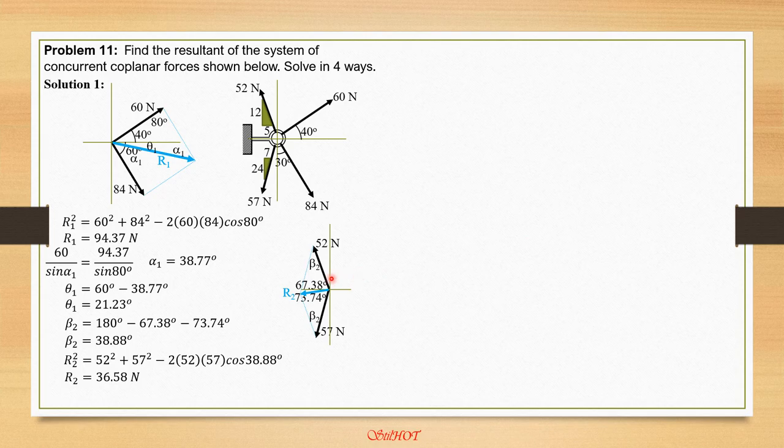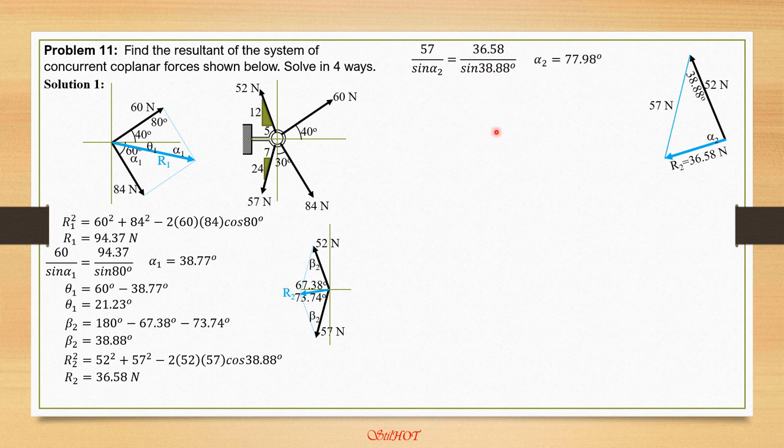So next, let's compute the measure of the angle between 52 and R2. I enlarge this to clearly compute the angle between the 52 newton force and R sub 2. This is R sub 2, and let's call this alpha 2. So by sine law, 57 over sine alpha 2 equals 36.58 over sine 38.88 degrees. So alpha 2 is arcsine of quantity 57 sine of 38.88 divided by 36.58. So alpha 2 is 77.98 degrees.